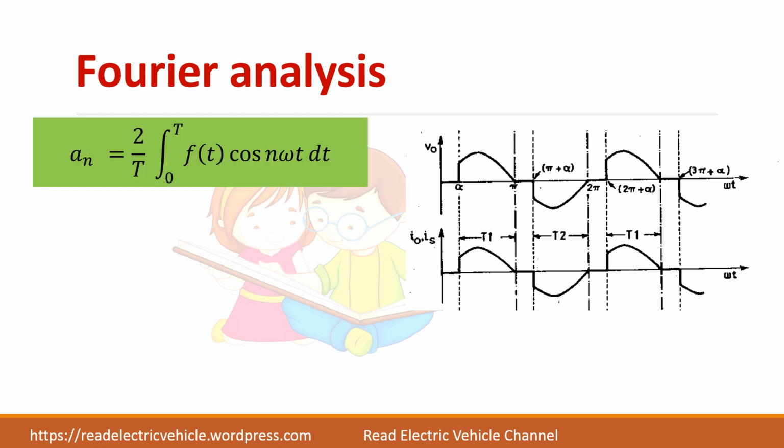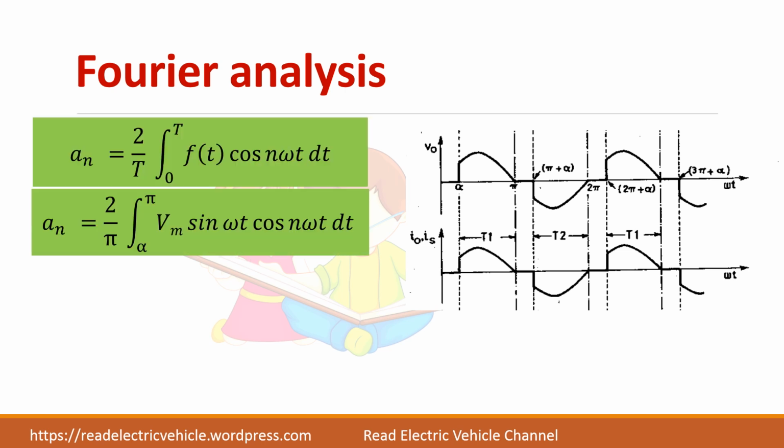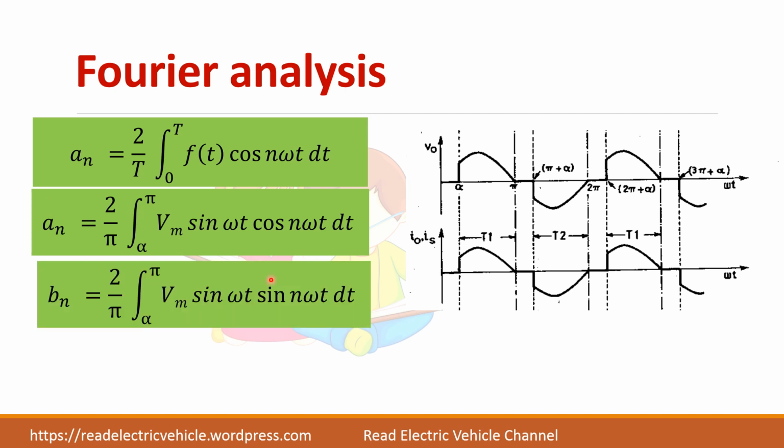So let us do the Fourier analysis. So we have the an formula. Here the total time period we can take as T. This T is equal to pi and the limits are alpha to pi. So what is this function f of t? It is sin omega t. So Vm sin omega t into cos n omega t. You can simplify this and find what is the An. From that you can find what are the harmonics available. Similarly, you can do it for Bn also.